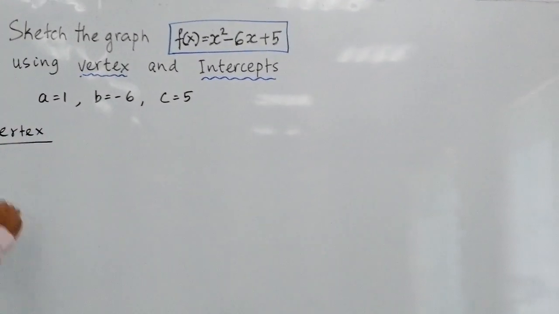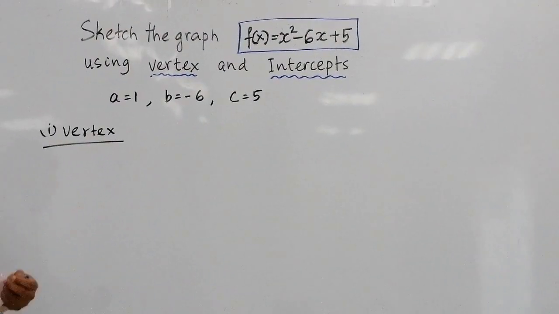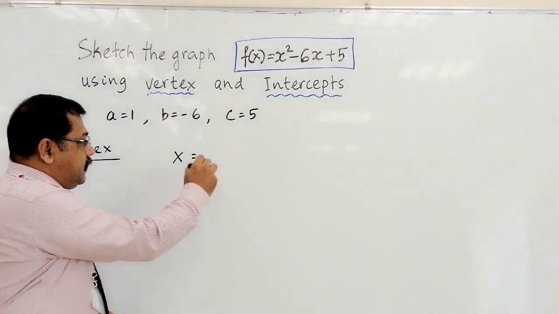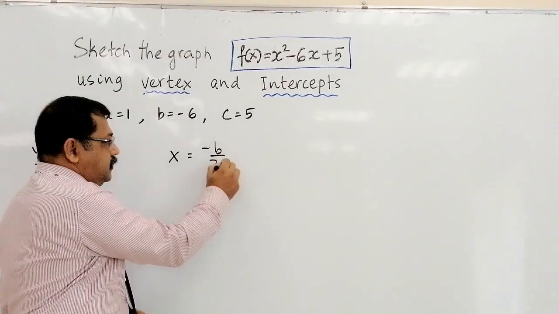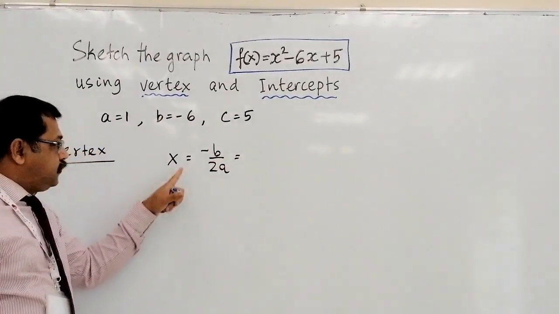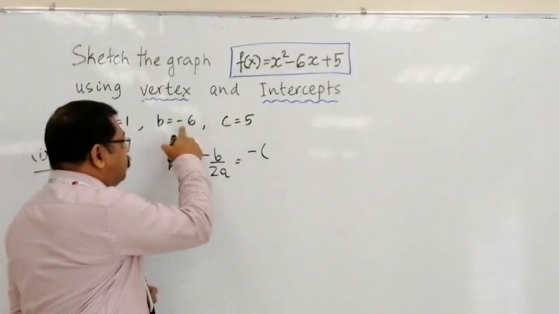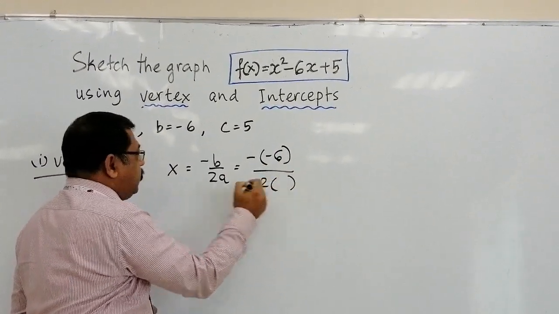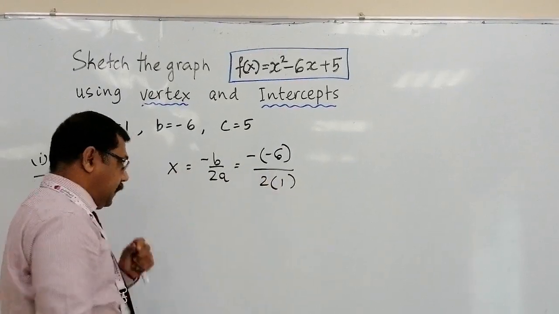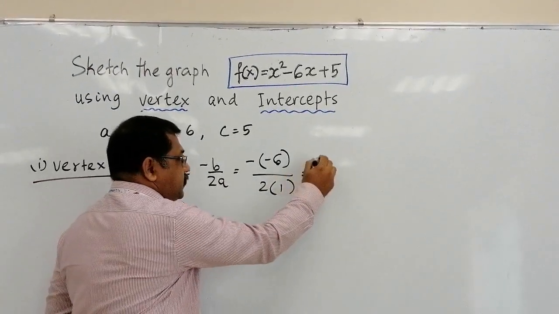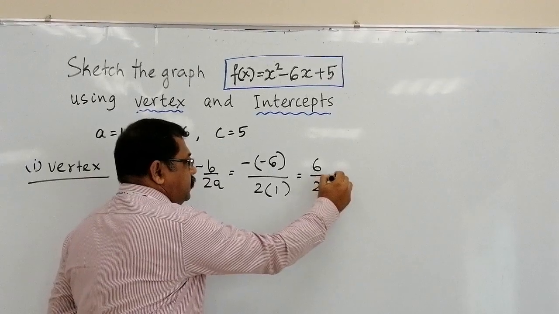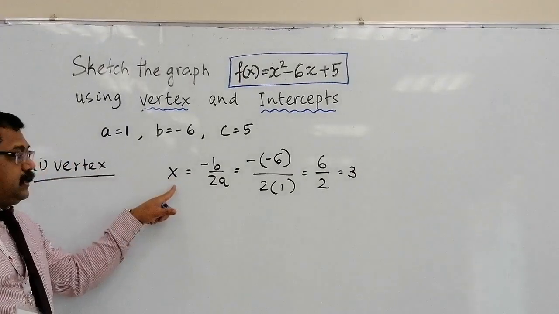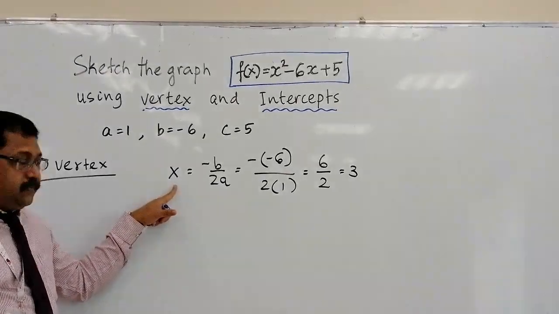Vertex. We know the formula to find the vertex. The x value of the vertex is minus b over 2a, that is minus of minus 6 over 2 multiplied by 1. This is 6 divided by 2, that is 3. So we got the x coordinate of the vertex.